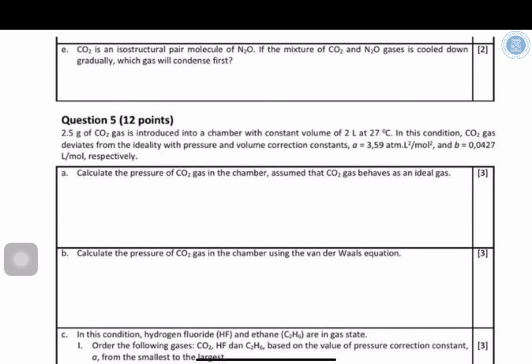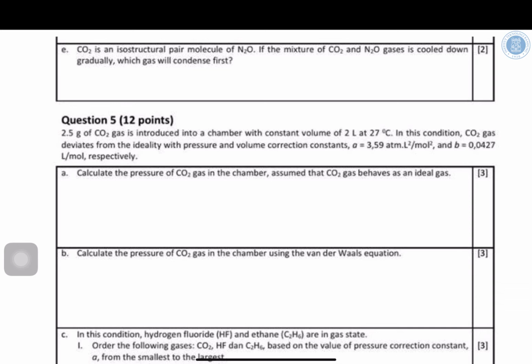There's carbon dioxide, CO2, which is an isostructural pair molecule of nitrous oxide. If the mixture of carbon dioxide and nitrous oxide gases is cooled down gradually, which gas will condense first? Condensation means that we are going to change the phase of the gas into liquid.